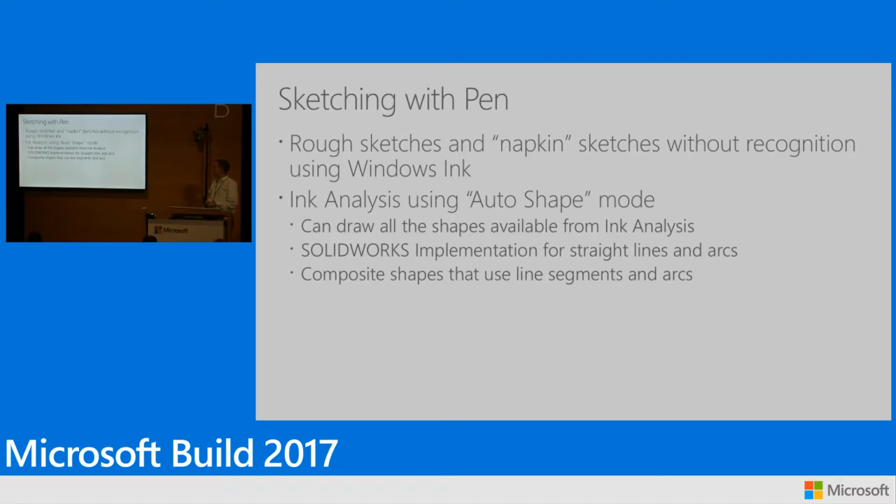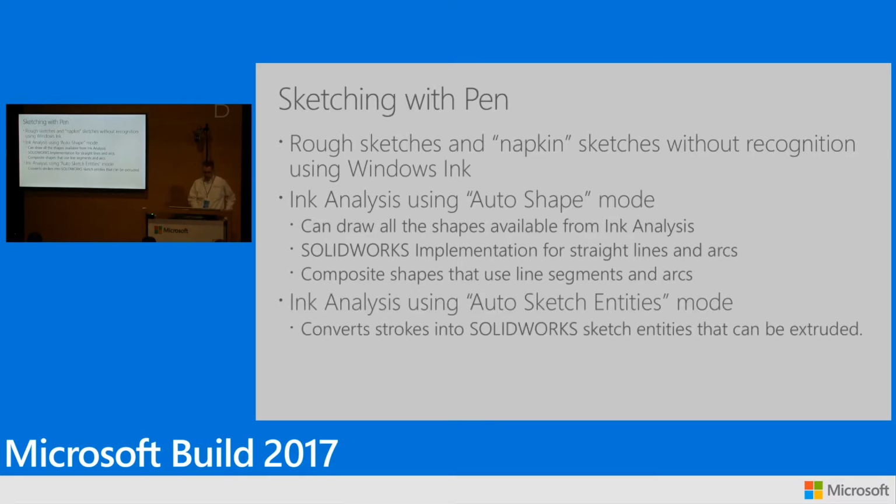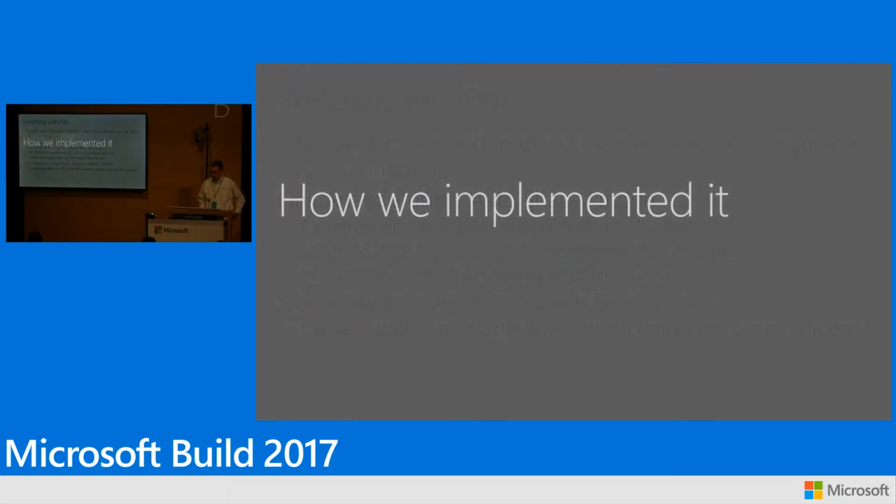We also do some other stuff alongside the tools that Microsoft provides us. Things like straight lines, line segments, and arcs are very important in CAD sketching, and those are things that we added our own routines for to do that analysis alongside. Additionally, composite shapes, and I'll show you a little bit about that in a second. And then, like I said, that last mode takes things directly into sketch entities.